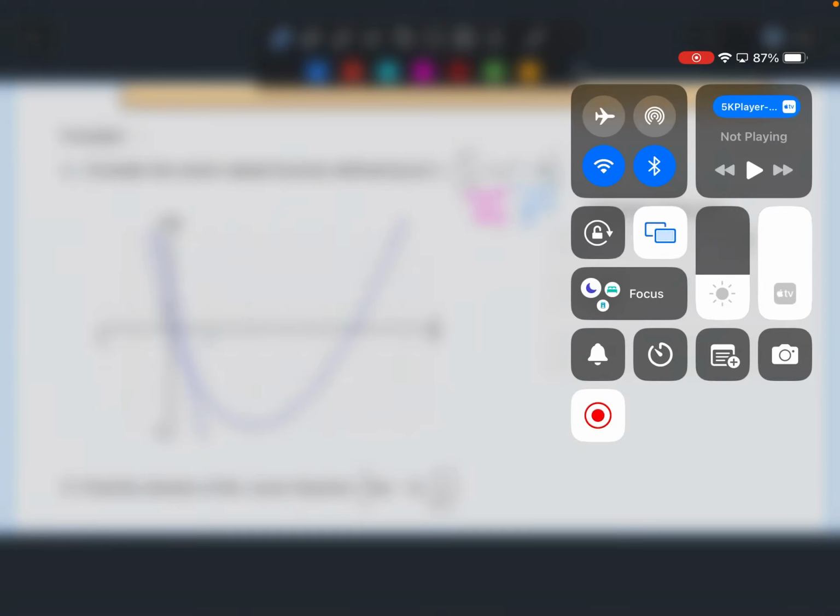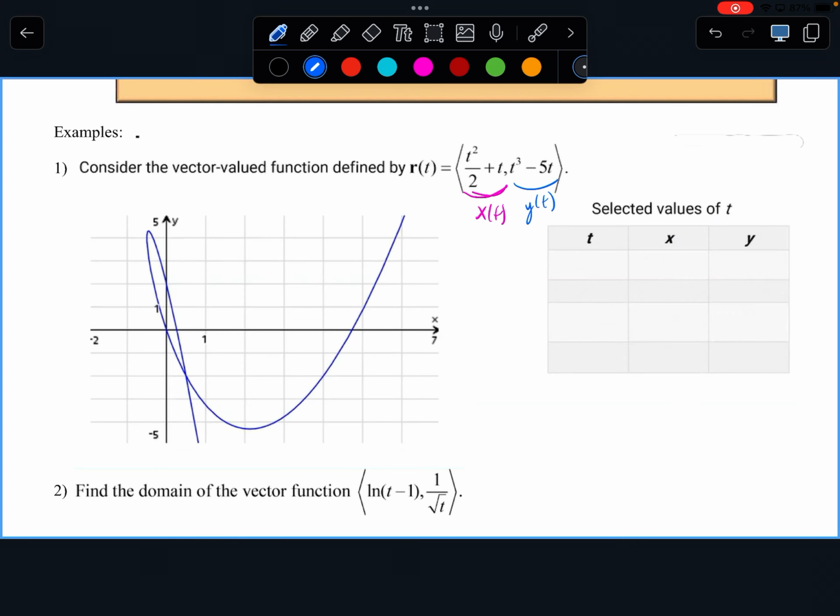As far as finding values of t, I'm just going to pick some random ones. I did -1, 0, 1, 2 on mine, so you can see what direction the curve is going. I didn't pick numbers too big because my graph's not too big. So again, if you need to find an x coordinate, you just plug -1 into the equation.